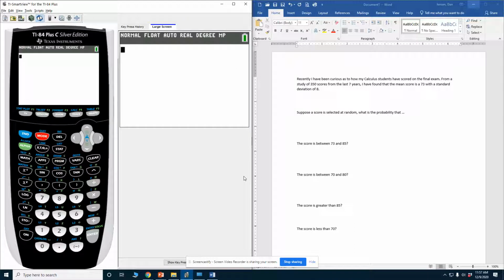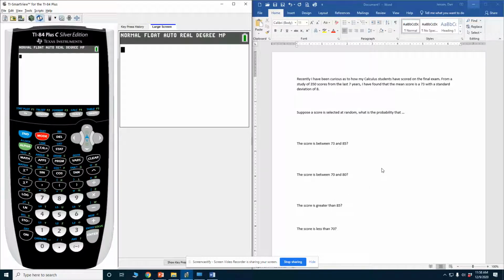So recently, I've been curious as to how my calculus students have scored on the final exam. From a study of 350 scores from the last 7 years, I have found that the mean score is 73 with a standard deviation of 8. So I've got a mean of 73, right? My standard deviation is 8, mu is 73, sigma is 8.